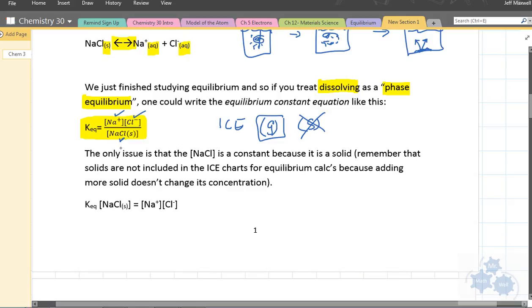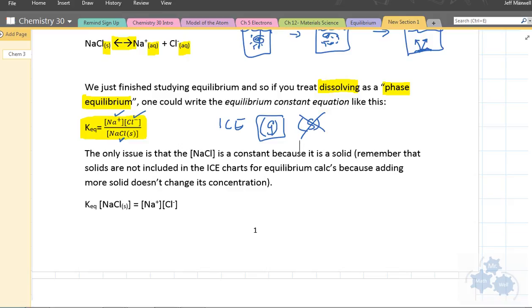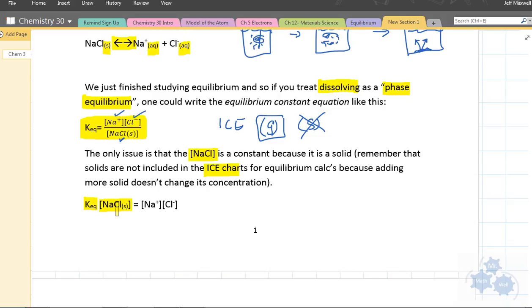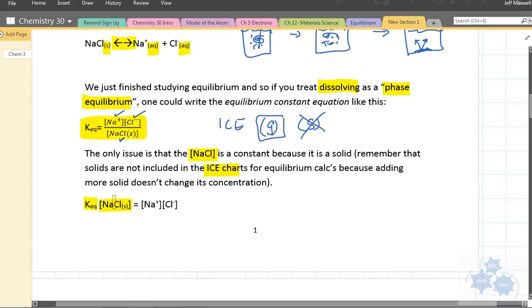So the only issue here, and it's right underneath here, is that the concentration of a solid is constant. And so, like I say here, from our ice charts, we didn't include solids. So the KEQ is a constant, and the concentration of the solid, or this number right here, would also be a constant. So the NaCl could change, the Na plus and the Cl minus concentrations could change, but not this. So we end up having a different kind of constant right here.